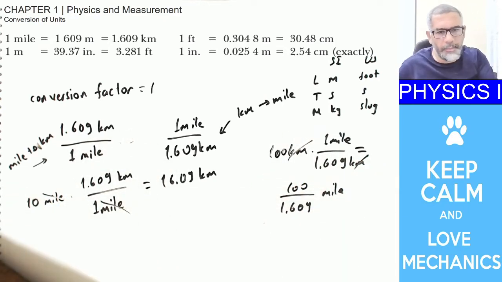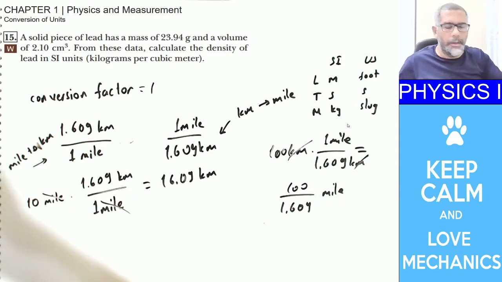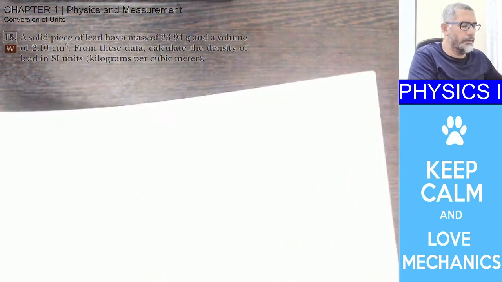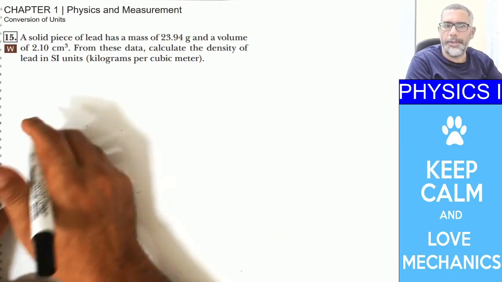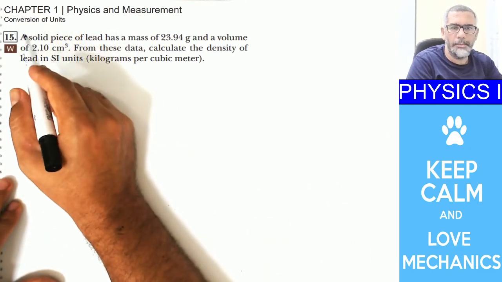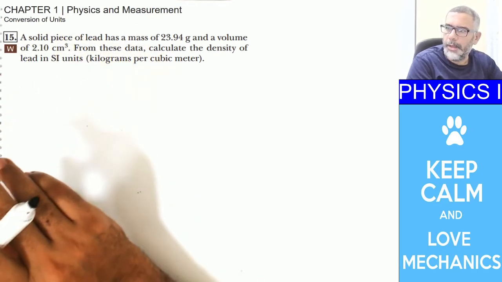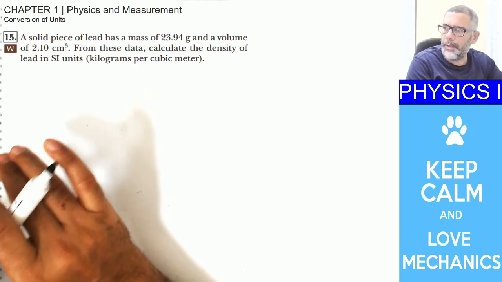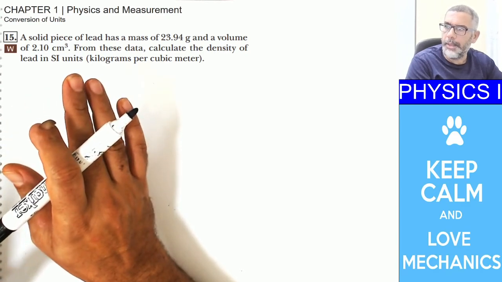Okay, so let's look at some examples. One example from the end of chapter problems: chapter 1, problem number 15. A solid piece of lead has a mass of 23.94 grams and a volume of 2.10 cubic centimeters. From this, calculate the density of lead in SI units.